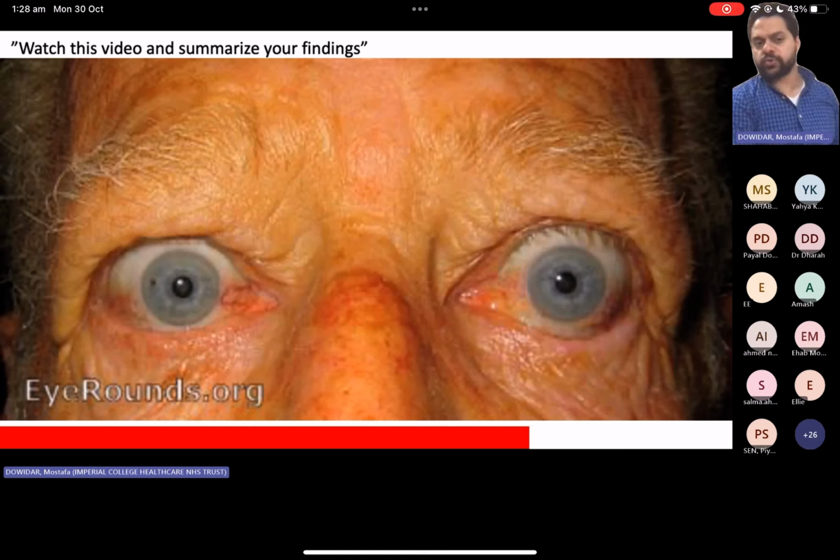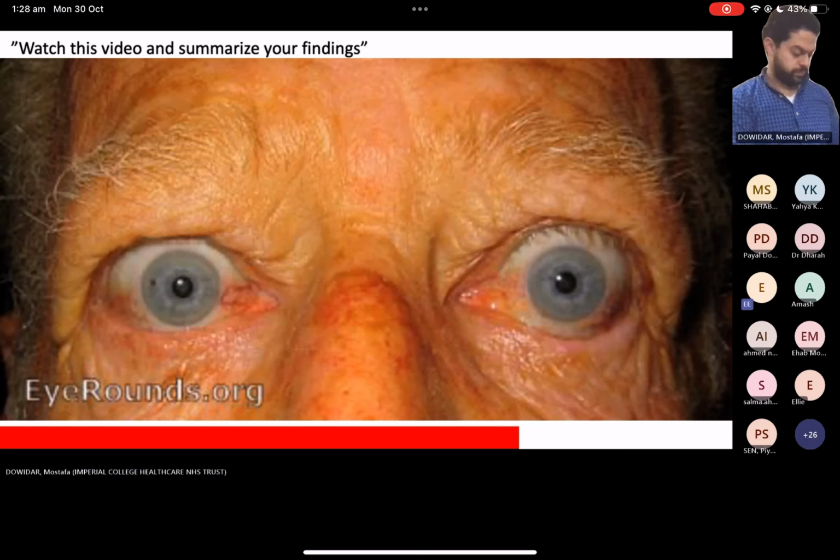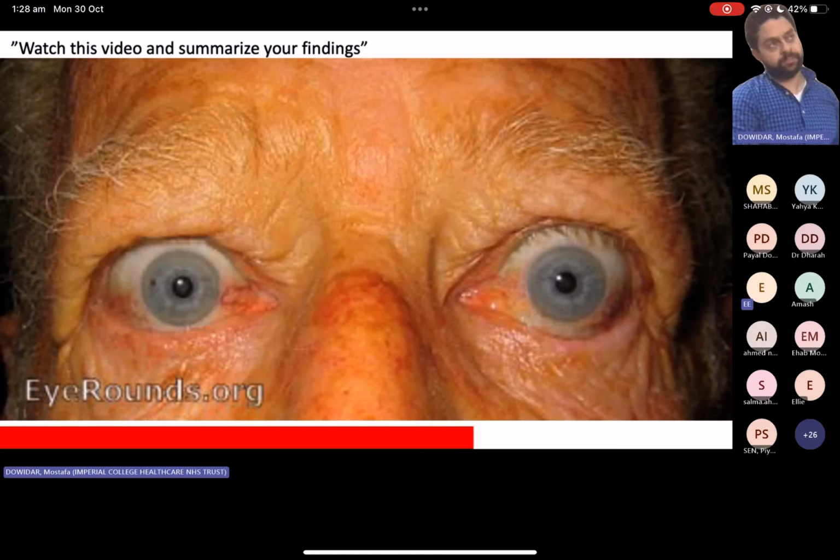What's your differential diagnosis? What are you thinking? By far the most common cause of bilateral, this could be bilateral proptosis. Looks to be left eye more than right eye. By far the most common cause for bilateral proptosis is thyroid eye disease. However, what else? Yeah, I'll go into that. So what else would you like to do for this patient clinically?